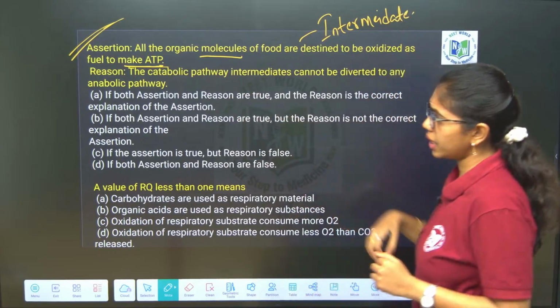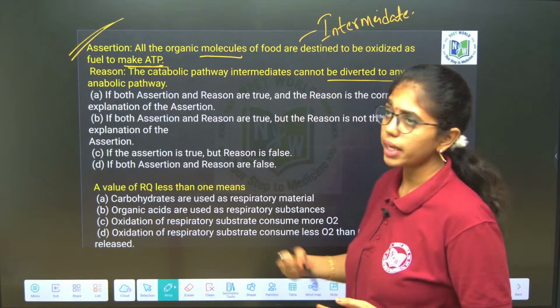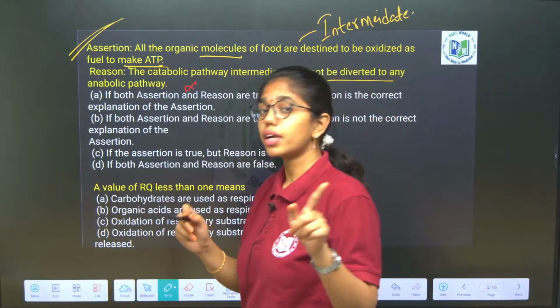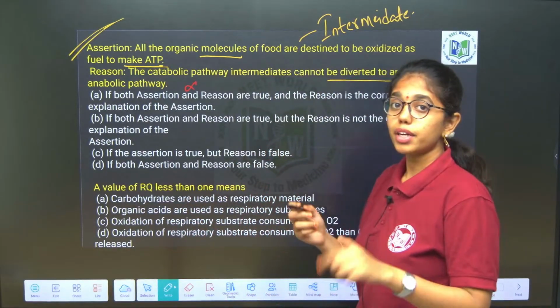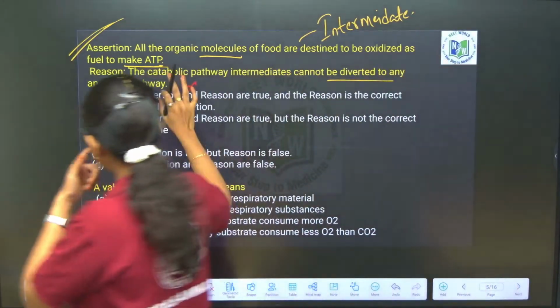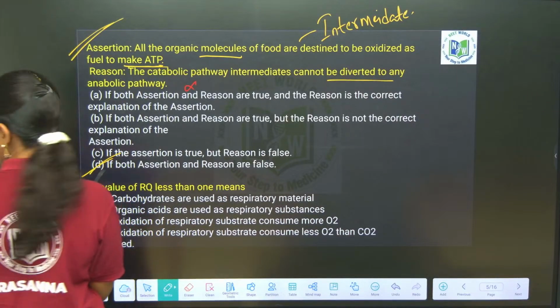Whereas in the reason, the catabolic pathway intermediates cannot be diverted to any anabolic pathway. No, the catabolic pathway intermediates can also be diverted. The products can be diverted to some other anabolic pathway. So here both assertion and reason are false. Yes ma, it is option D.